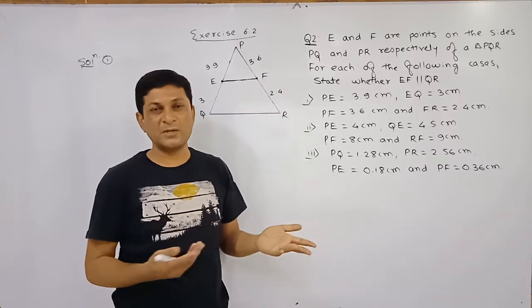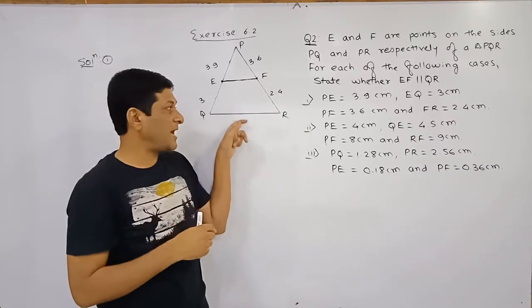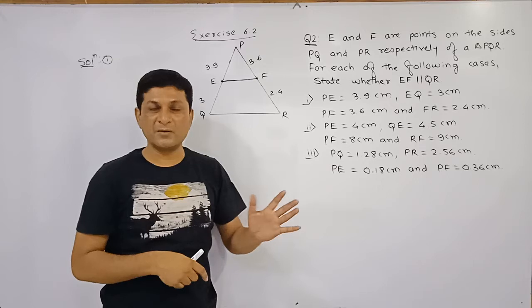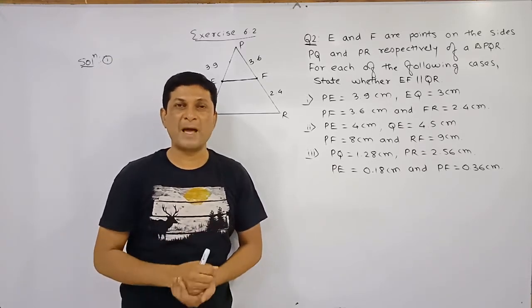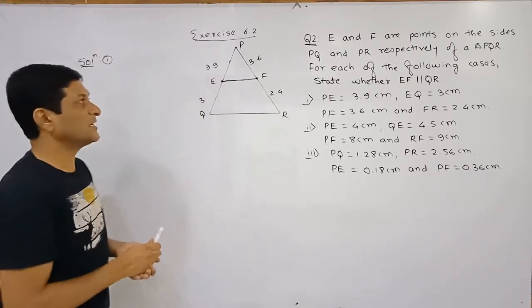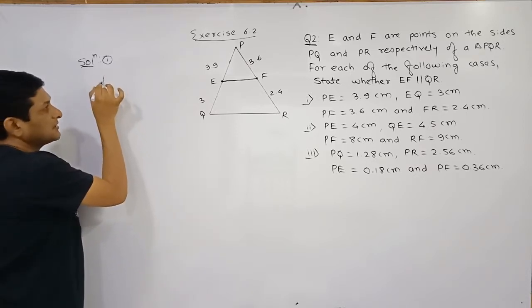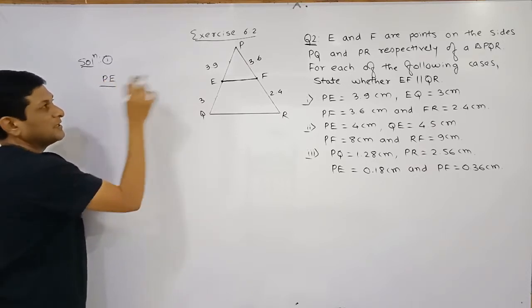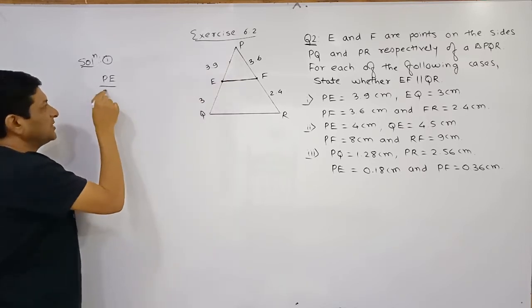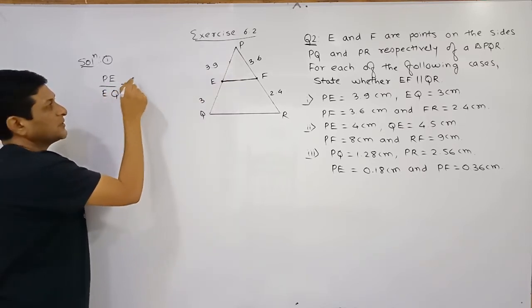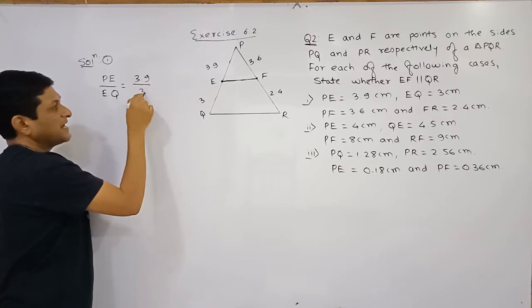If ratios are equal, we can say that EF is parallel to QR, and if ratios are unequal, at that time we can say that it is not parallel to the third side. So let us try to find out the ratio. So here PE upon EQ will be equal to 3.9 divided by 3.